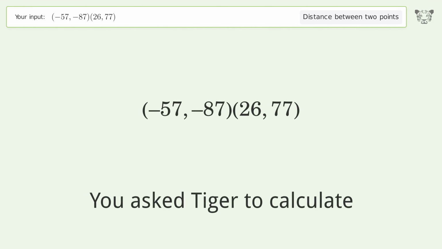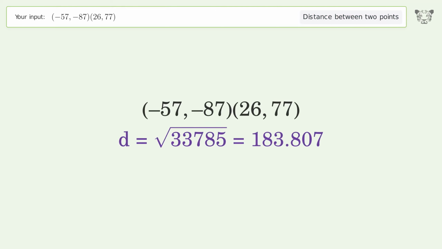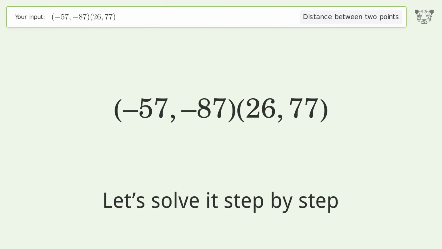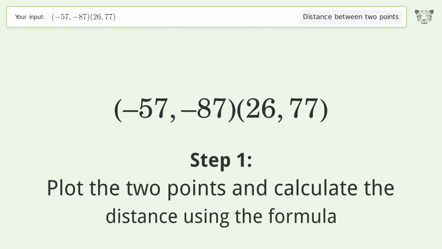You ask Tiger to calculate. This deals with the distance between 2 points. The distance between the 2 points is the square root of 33,785, or 183.807. Let's solve it step by step. Plot the 2 points and calculate the distance using the formula.